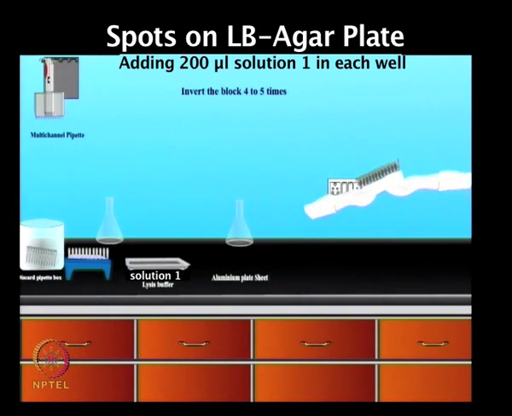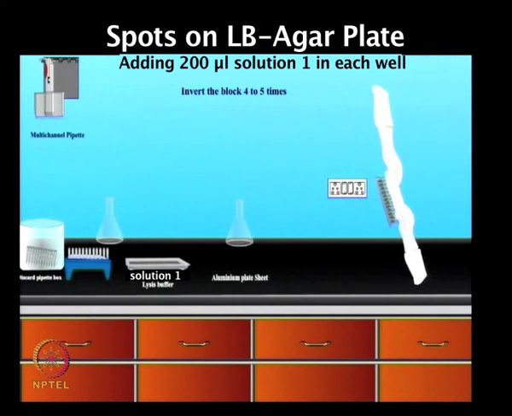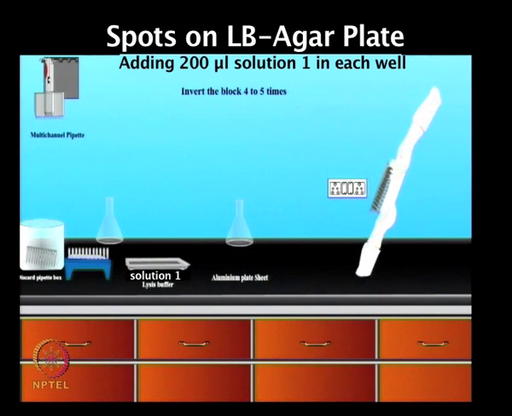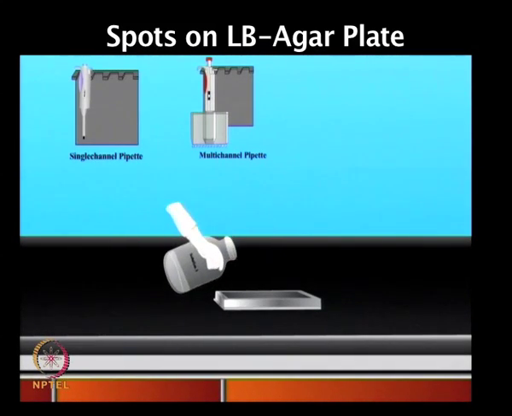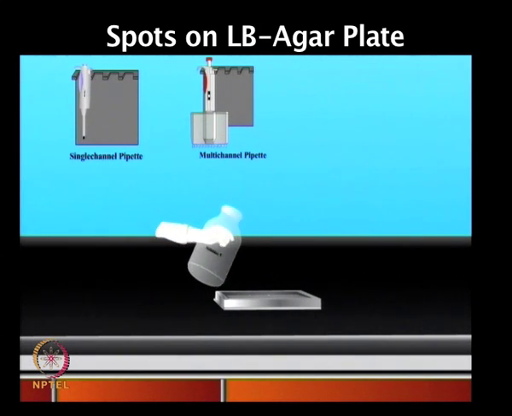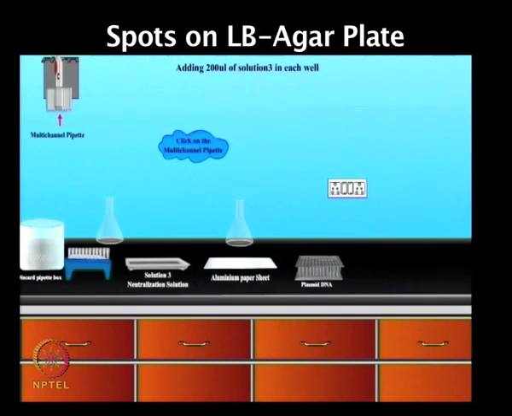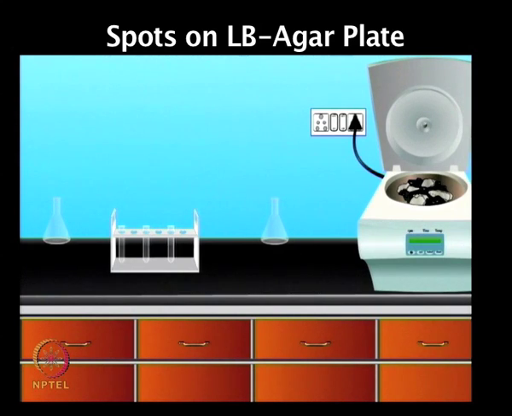Once solution 2 is added, make sure that you invert the plate a few times. Now, add 200 microliter of solution 3 to each well, similar to what we have seen earlier. The solution 3 is the neutralization solution, which contains 3 molar potassium acetate at pH 5.5. Now, centrifuge the block at maximum speed for 20 minutes at room temperature.